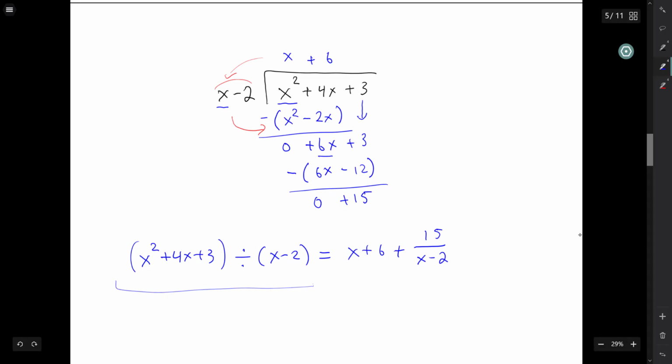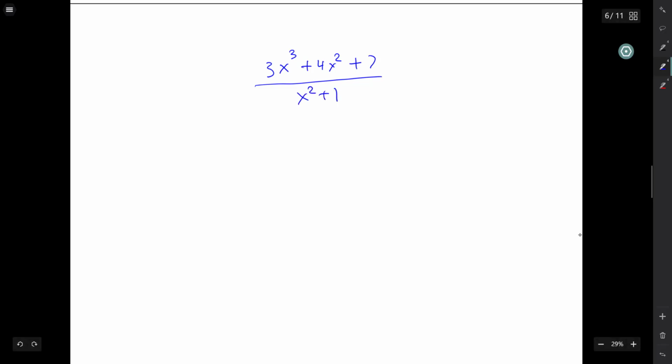Something to be aware of, though, is I've chosen an example with what I would call full polynomials. They contain all of the terms they possibly can. But sometimes we're missing terms. So let's consider 3x cubed plus 4x squared plus 7, and we want to divide it by x squared plus 1.